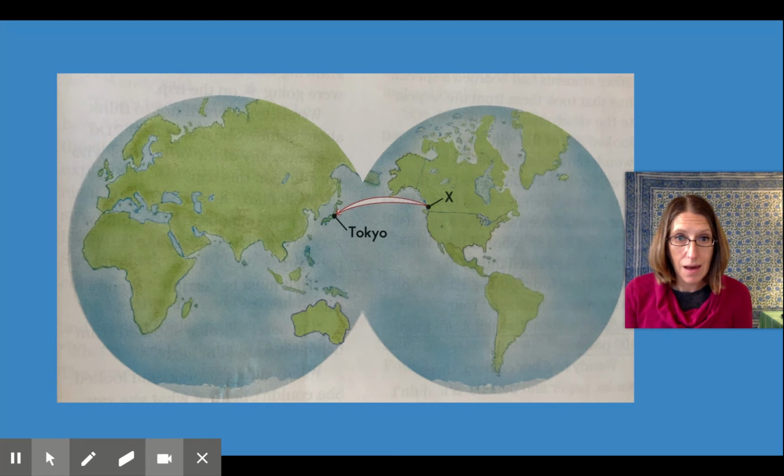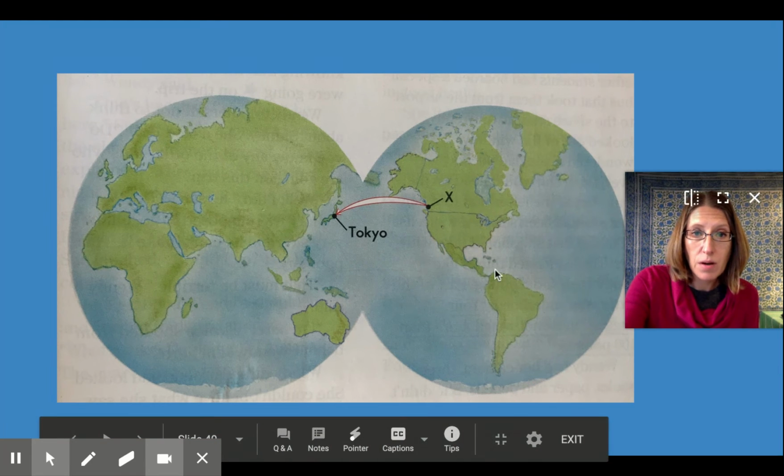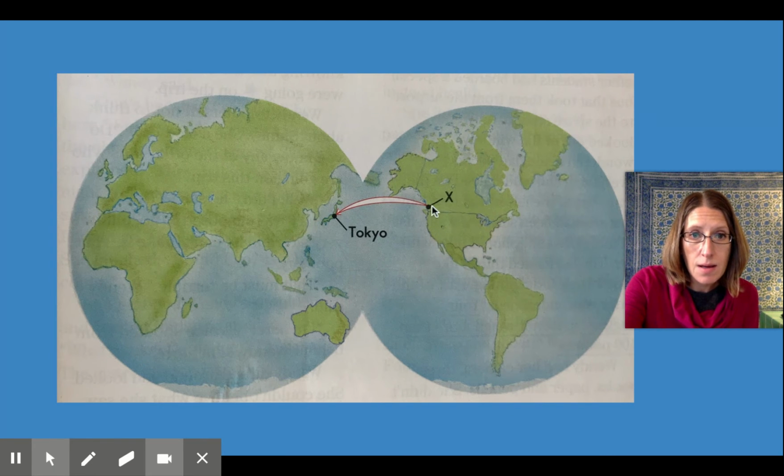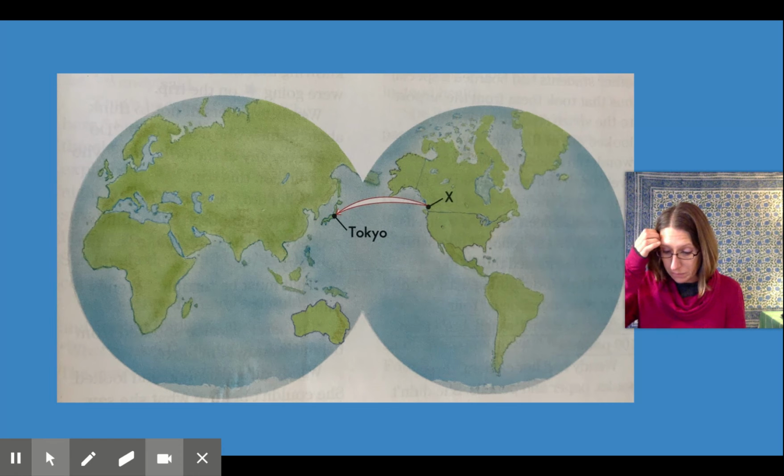Canada. Yeah. In fact, this part of Canada is kind of right above Washington State. There's Washington State in America, and there is Canada. This is really close to where my husband's family lives. They live on Vancouver Island in Canada, right there. All right. In which direction did the jet fly?